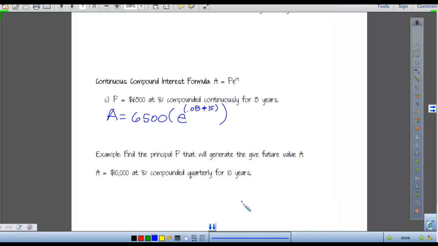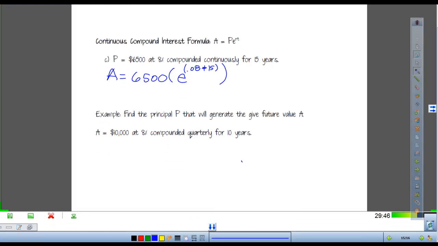All right. Let's do one more. It says find the principal P that will generate the given, that should say, future value A. Okay, I'm not sure if we can quite do this yet, but we'll set it up anyway. So you got to send your child to college or something like that, okay, not college. What can we do at $10,000? Buy them a little itty bitty car. Okay, so you need $10,000 in the future. At 8% compounded quarterly for 10 years. Okay, so how do we set that up?